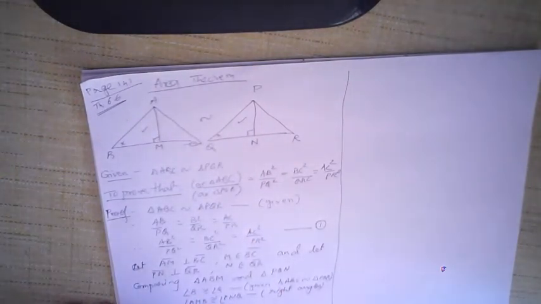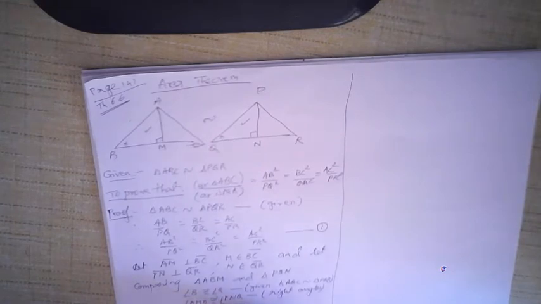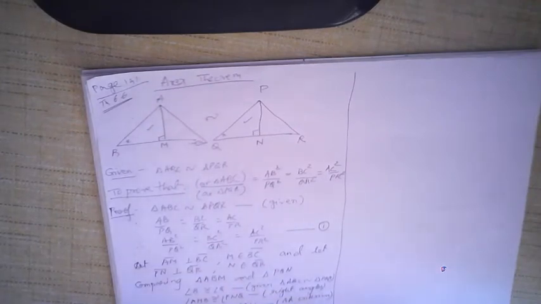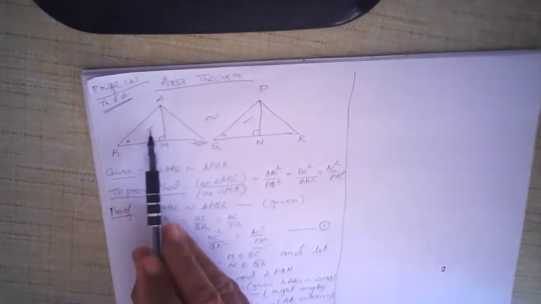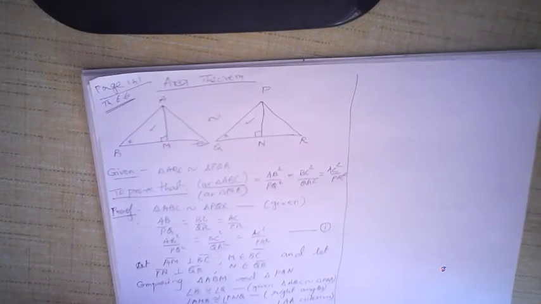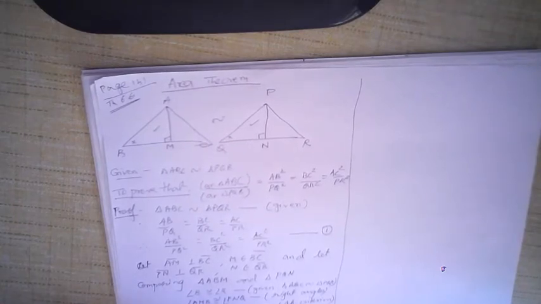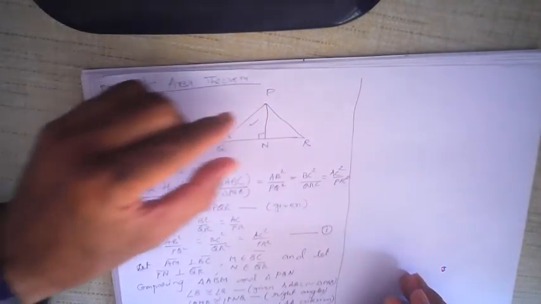So therefore you can say triangle ABM is similar to triangle PQN. Why? AA criterion. AA criterion or AA corollary? AA criterion. Criteria is plural, criterion is singular. So by AA criterion or AA corollary, these two triangles are similar. So therefore you can say that AB upon PQ is equal to AM upon PN. Result number 2. Okay, AB upon PQ is equal to AM upon PN.